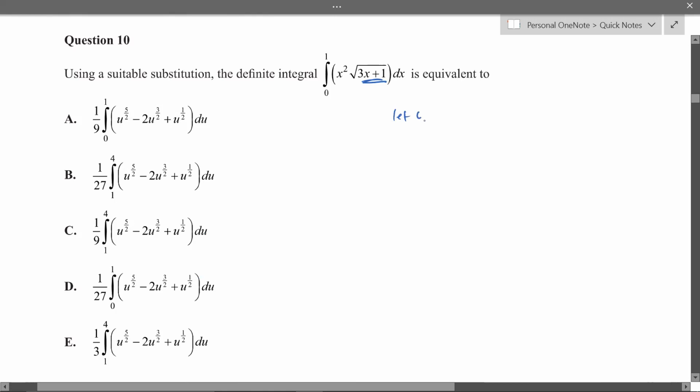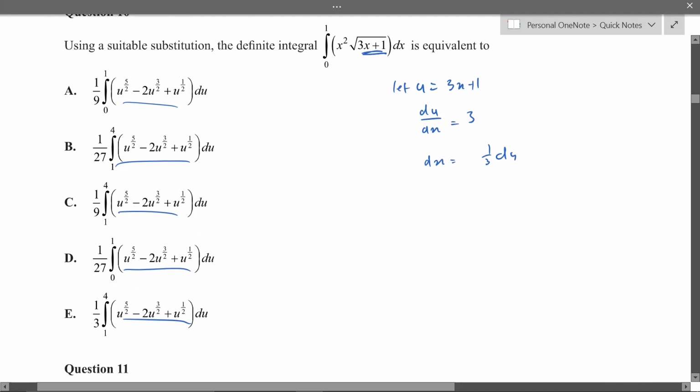So let u equals 3x plus 1. So dx is 1 on 3 du. Okay, so for this question, all of the middle parts, the substituted expanding stuff, is the same. So there's no point in us doing that as well. So we have to eliminate answers by looking at the other things.